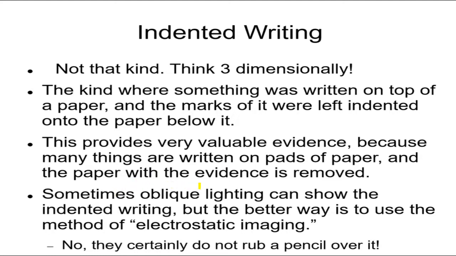Now, one quick way of doing this is using oblique lighting. Oblique lighting is lighting, let's say, from the side so that little indentations will be in shadow. So we can identify the indentations by the shadow. Sometimes you can do it very quickly, like looking under a microscope. You use the oblique lighting, and you'll be able to tell where the indentations are. A better way, however, is using electrostatic imaging.